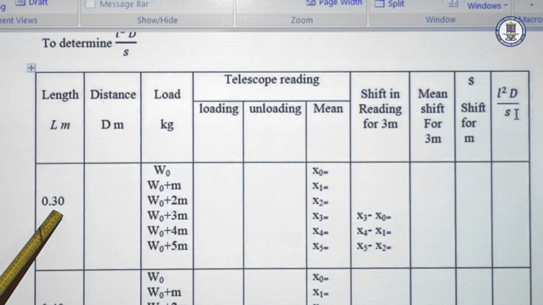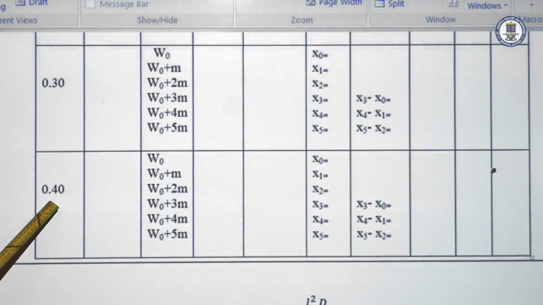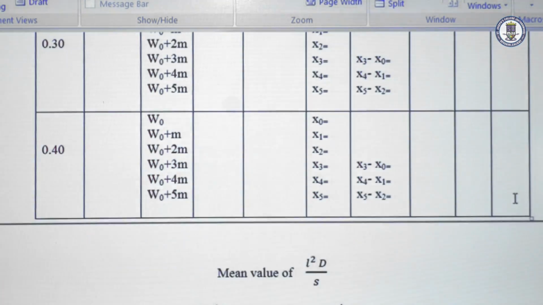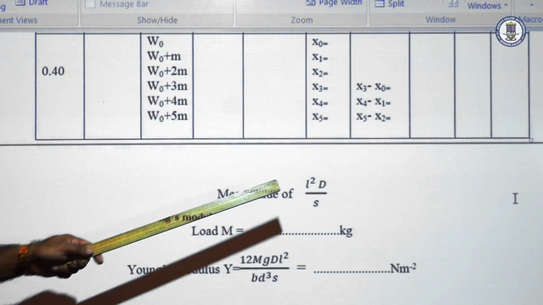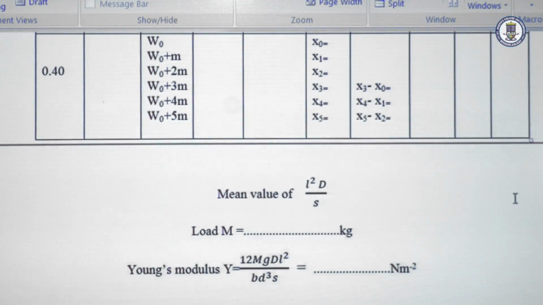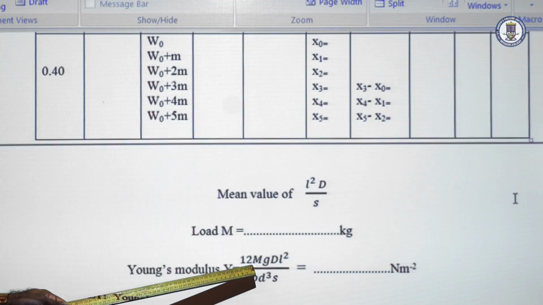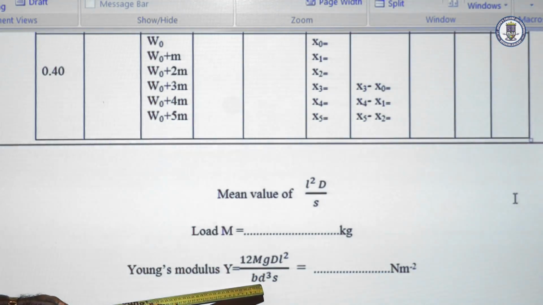We already noted the value of L, we obtained the value of D, and then we can determine L square D by s. Now it can be repeated for another length of the cantilever, say 0.4. In that case also we take the scale readings, then we can determine L square D by s, and then we find the mean value of L square D by s. The mass that we added each time, either 50 gram or 100 gram, we know. Now we know all the quantities we require: the mass m, D L square by s, the breadth and the thickness. Now we can calculate the value of Y, the Young's modulus of the material of the bar.